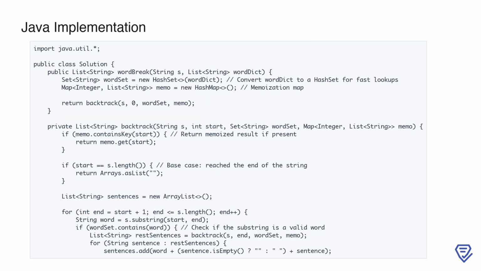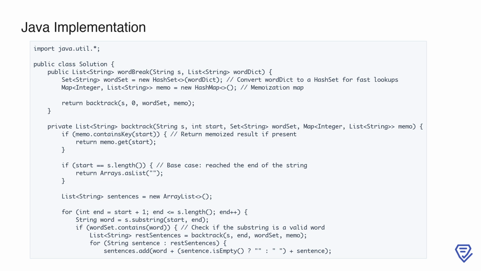Here, we begin the Java implementation of the Word Break II problem. First, we create a Solution class with a method wordBreak that takes in the input string s and a list of words, wordDict. To optimize lookups, we convert wordDict into a hash set called wordSet. This allows us to efficiently check for the presence of words during processing. Next, we define a hash map named memo, which will be used for memoization.